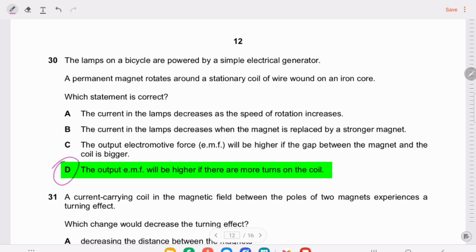Imagine catching rain with a bucket. One bucket catches some rain, 10 buckets catch much more. So more coil turns means more opportunity to generate electromotive force. So to increase the induced EMF, you need a stronger magnet, faster movement and more coil turns.